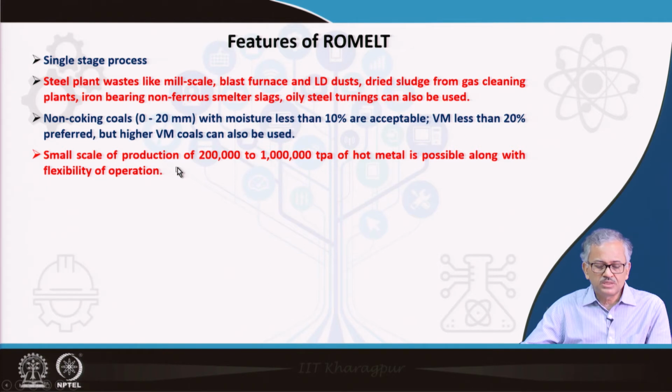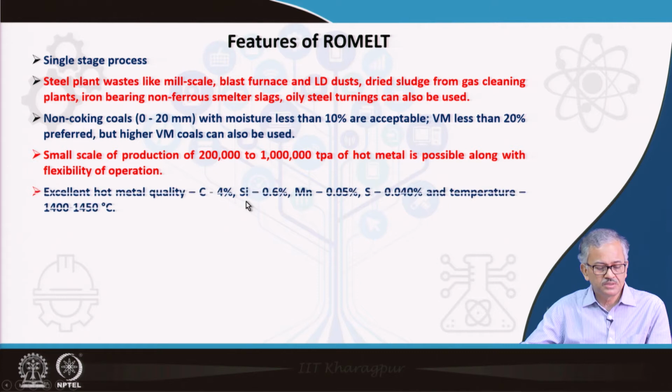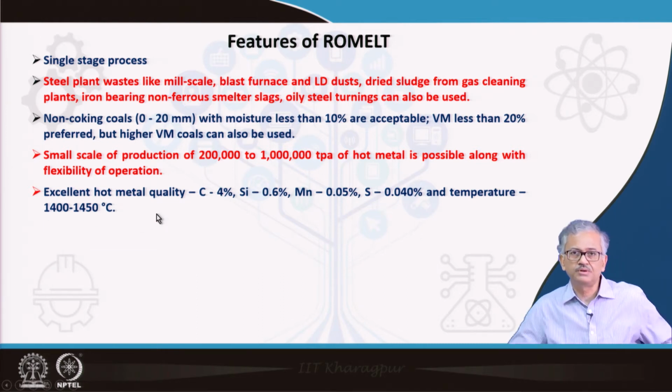Small scale production, basically in this scale, 2 lakhs to 1 million ton per annum, hot metal is possible along with the flexibility of operation. Excellent metal quality, that is 4% carbon. You can see silicon, manganese, and sulfur are quite less, and the temperature is around 415.